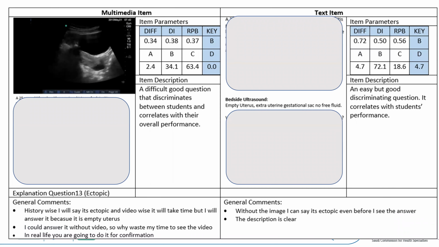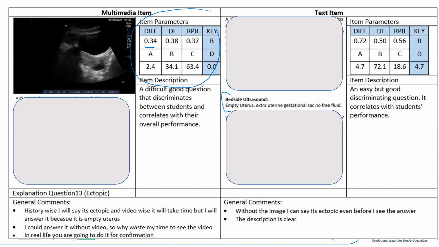And so this is just an example of an item that was presented as an image and another one presented as text. When we look at the item analysis, you can see the one with the image had a difficulty of 34. It means it was difficult. Only 34% of the students answered it, as opposed to the same question where, instead of giving an image, we gave them the explanation. So we just said empty uterus and so on.